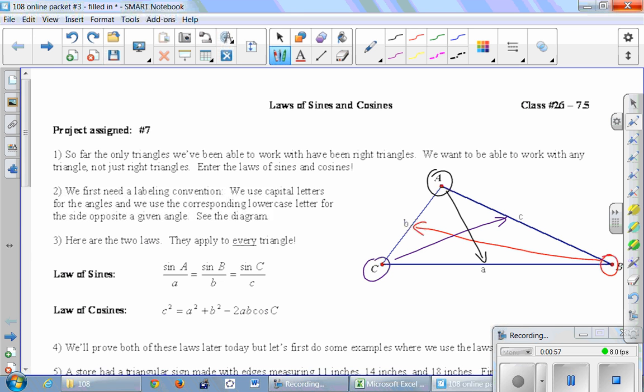Number 3, here are the two laws. They apply to every triangle. First, the law of sines. Sine of capital A over lowercase a is the same ratio as sine of capital B over lowercase b, which is the same as sine of capital C over lowercase c. And then the law of cosines: c squared equals a squared plus b squared minus 2 times a times b times cosine of angle C.